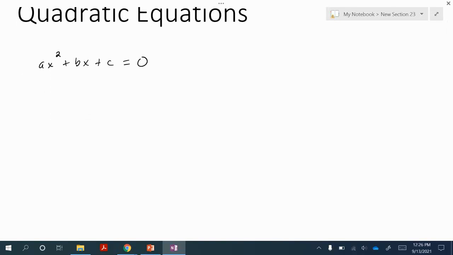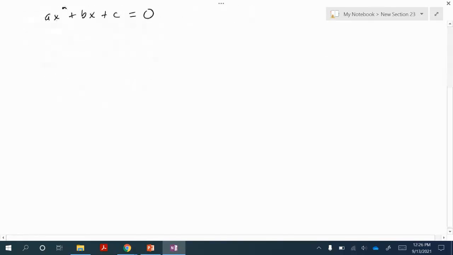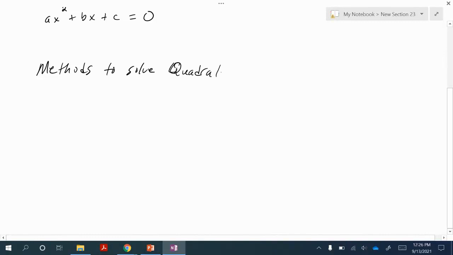Now, how do we solve quadratic equations? Well, we solve quadratic equations in a couple of ways. The two ways we're going to take a look at solving quadratic equations here are, we're going to solve by factoring. So these are methods to solve quadratic equations.